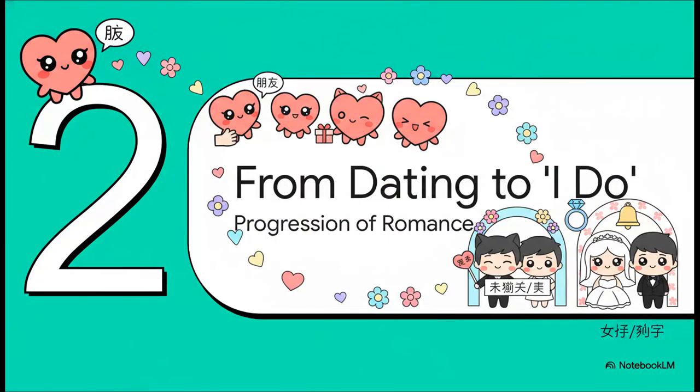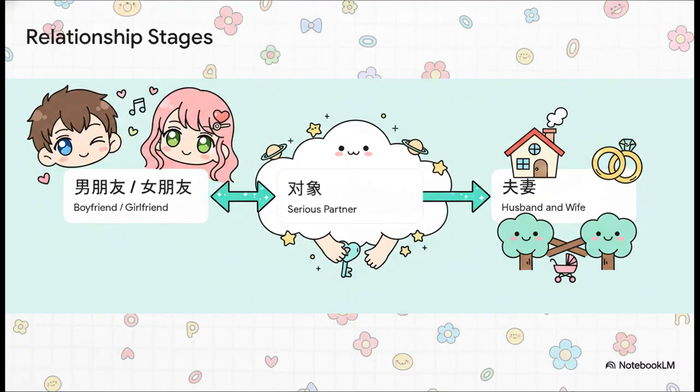All right, let's move to the next layer out, romantic relationships. What's really interesting in Chinese is that the words you use for your partner actually change to show how serious you are. It's like a vocabulary journey that takes you from that first date all the way to the wedding aisle. So the progression usually looks something like this.